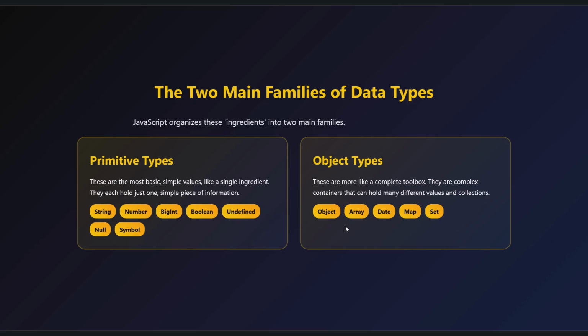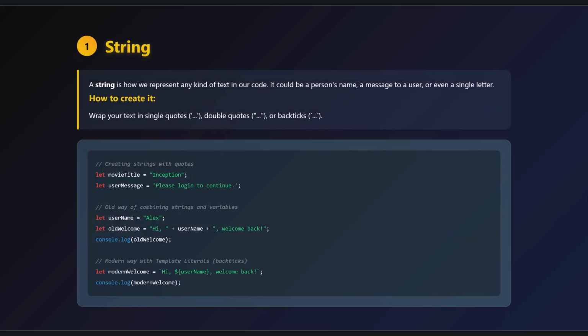Second, we have object types. These are more like a complete toolbox. They are complex containers that can hold many different values. These include the general object as well as the specialized ones like array, date, map, and set. In this video, we'll focus on the simple fundamental primitive types. Let's get started. Okay, first up is the string.